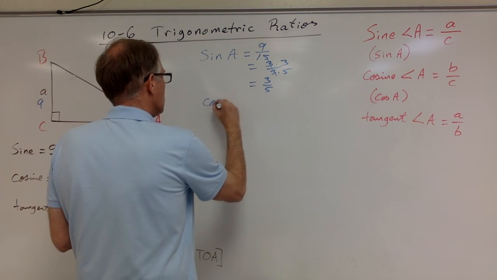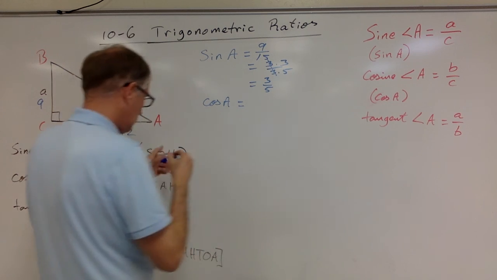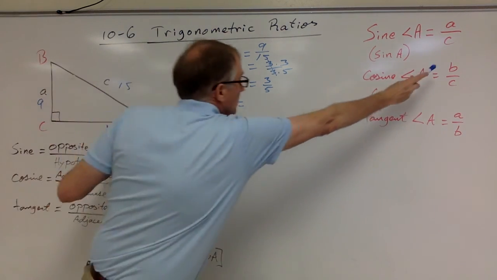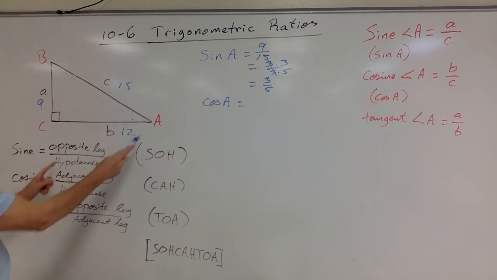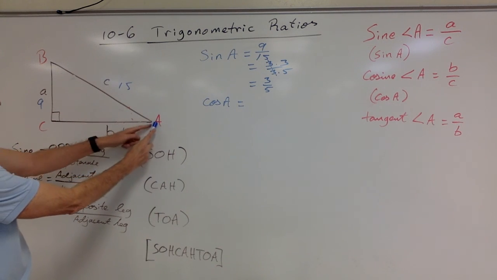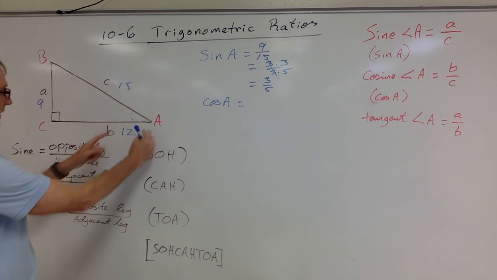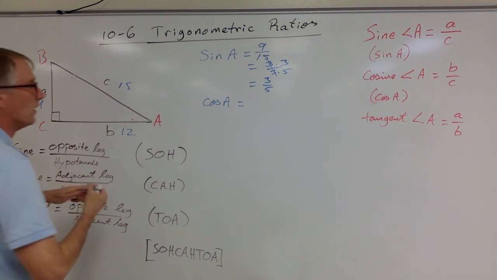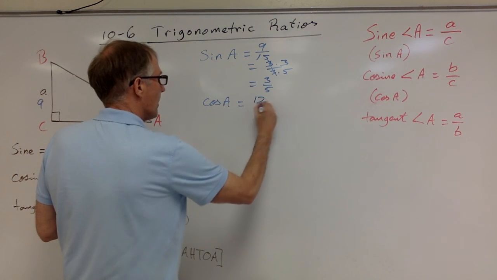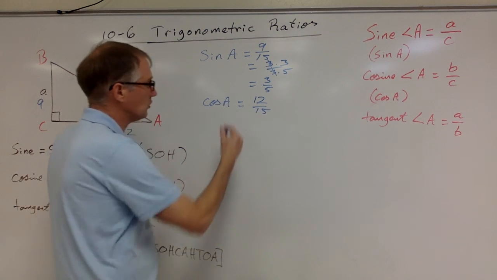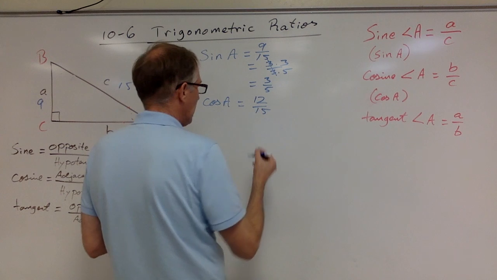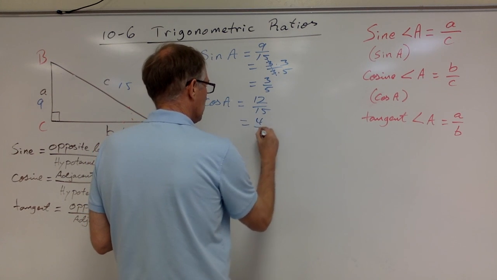The cosine of angle A is going to be the adjacent side, which is B. The adjacent leg to angle A is this one right here, the one that touches it. It's the line that goes from the angle in question to the right angle here, not the opposite. So that's 12 all over 15. So 12 is 3 times 4, 15 is 3 times 5. So this comes out to be 4/5.